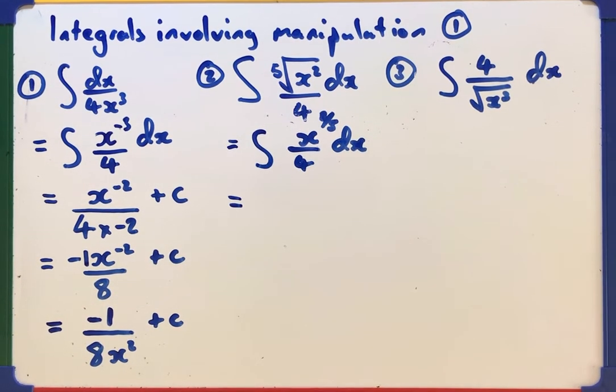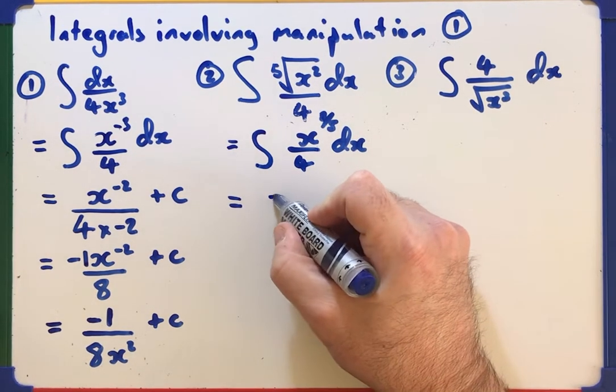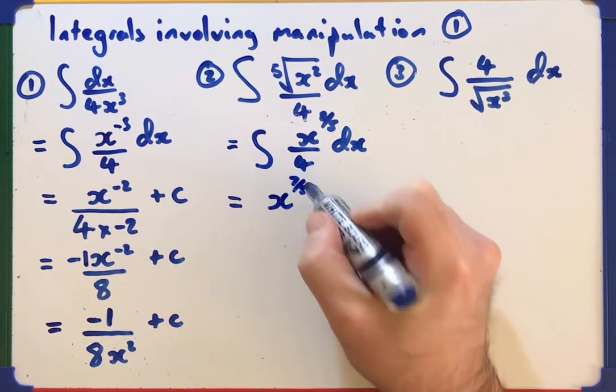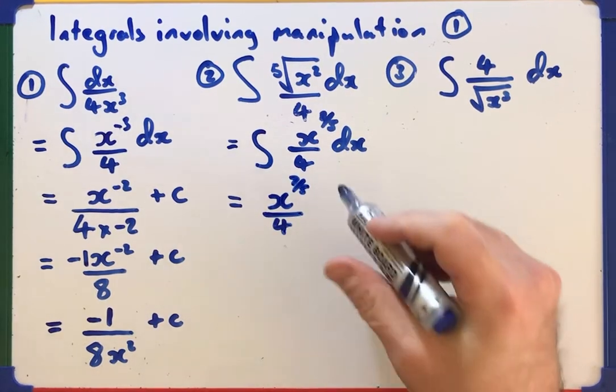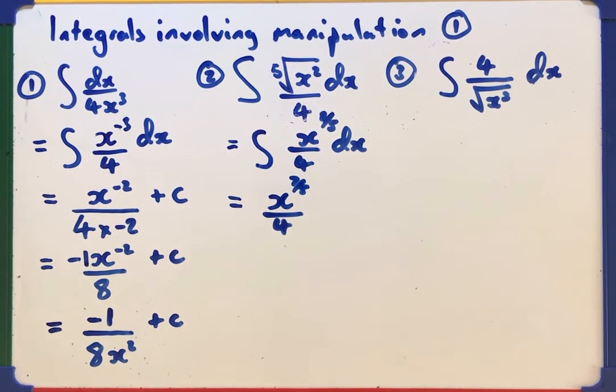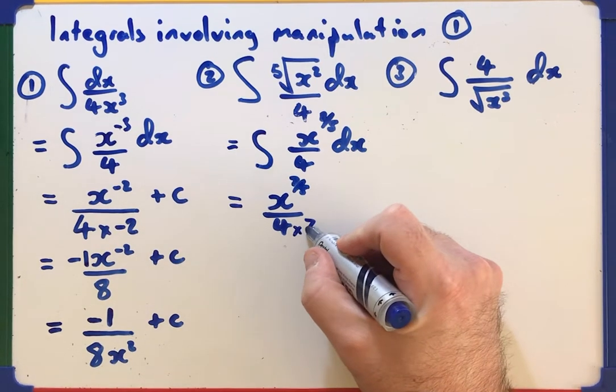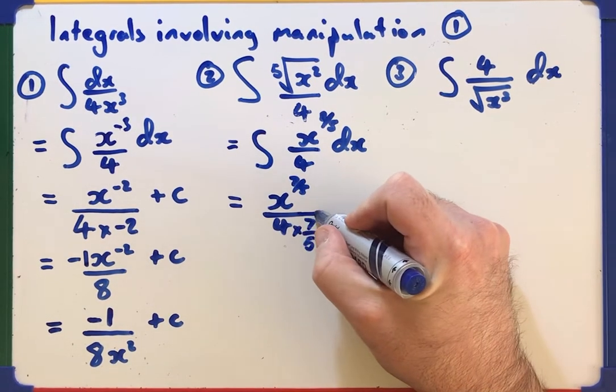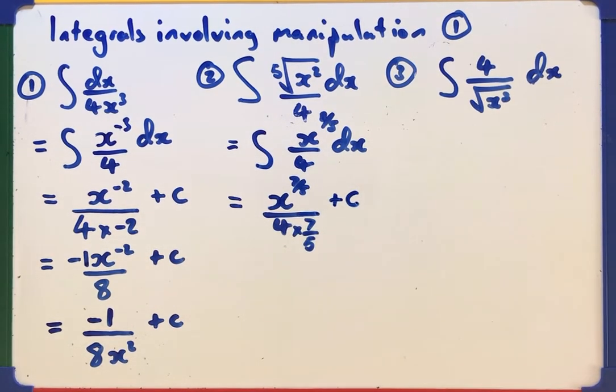Now, we want to increase it by 1, but we wouldn't normally write a power as 1 2/5. We would normally write it as an improper or top-heavy fraction. 1, remember, is the same as 5/5. So we're going to have here, instead of 2/5, it's going to go up to 7/5. Okay? So that gives me x to the power 7 over 5, and that's all over 4. But I must also divide by the new power, which is 7 over 5, which is the same as multiplying the bottom line by 7 over 5, and I must add my constant of integration, c.